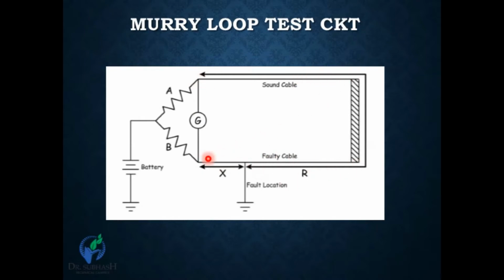Now what we do? We require two resistors, resistor A and resistor B, and one galvanometer, connected as per the circuit, and we also require one battery supply. This is the circuit diagram for conducting the test. Now we go to the next step.